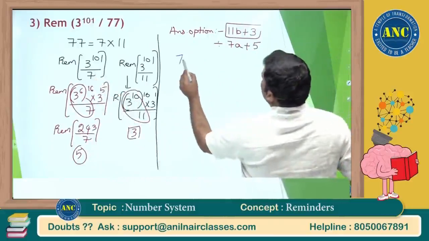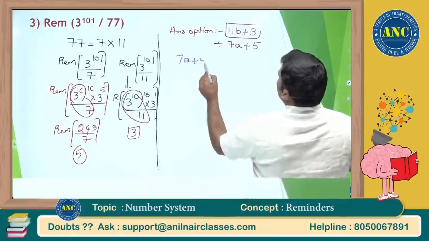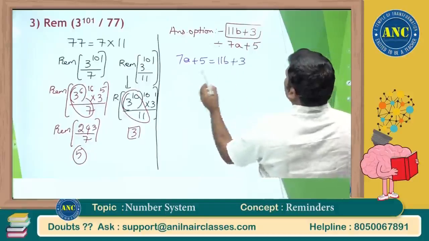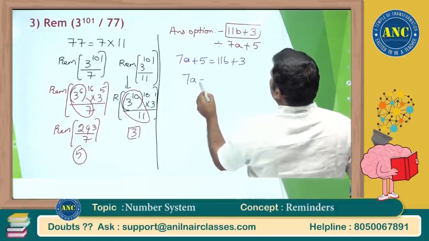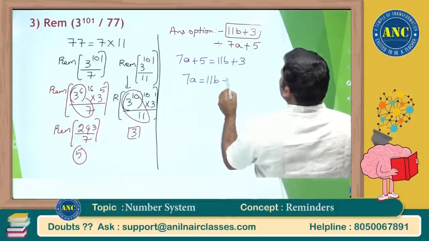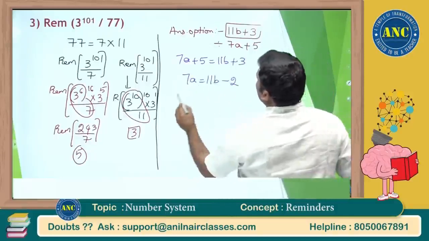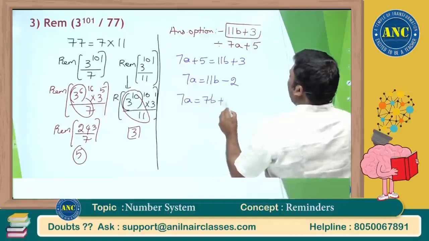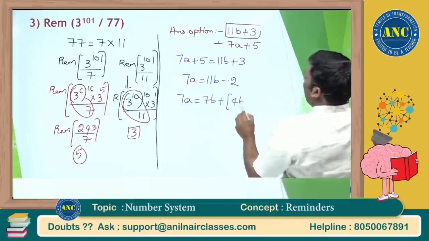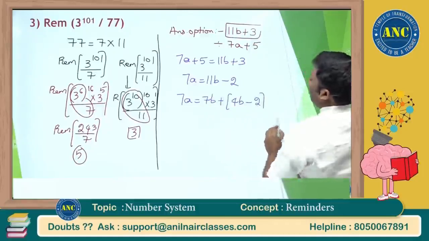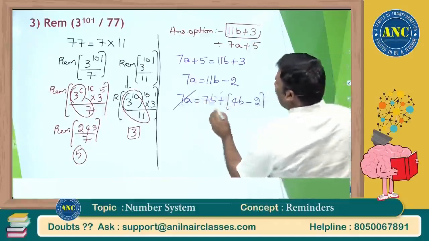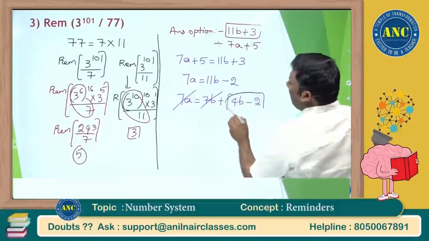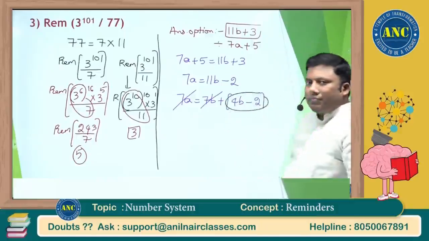Let us first equate it, then we will check. 7a plus 5 equals 11b plus 3. So 7a equals 11b plus 3 minus 5, minus 2. So 7a equals 7b plus 4b minus 2. 4b minus 2 should be divisible by 7.